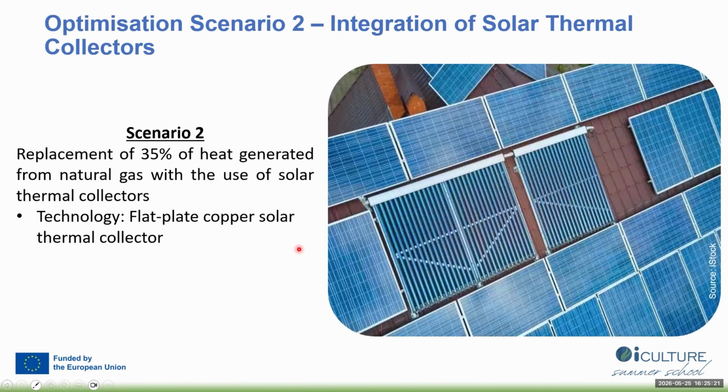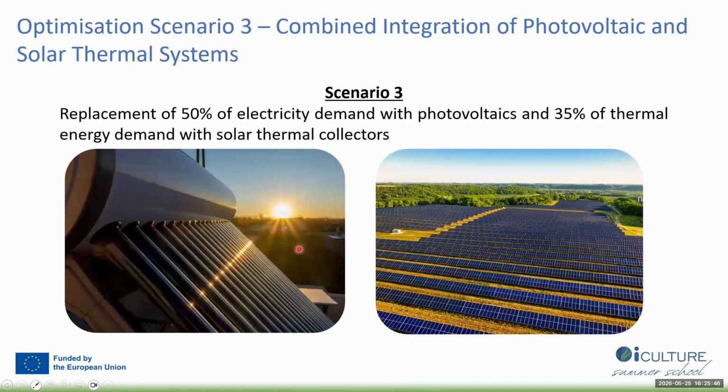Now, in the second scenario, we addressed the thermal demand. As we noted, distillation is extremely heat intensive, so we proposed replacing 35% of the natural gas generated heat with solar thermal collectors, specifically using flat plate copper technology. As far as scenario 3 is concerned, it is our most ambitious model, a hybrid integration of both photovoltaic and solar thermal systems. In this case, we cover 50% of the electricity and 35% of the thermal energy through renewables.